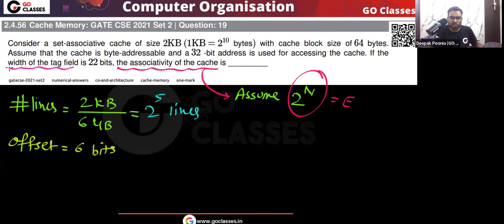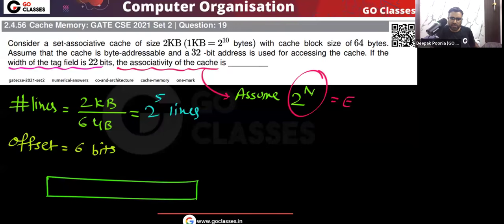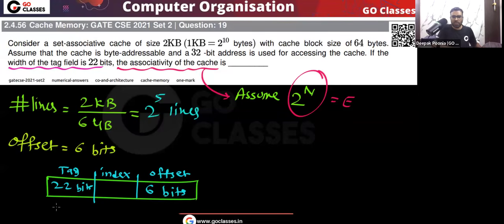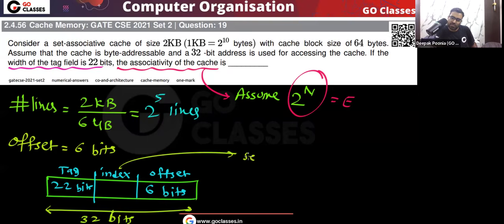Next you can see the width of tag is 22 bits, and the address size is 32-bit. So in the set associative cache, the 32-bit address we can divide into 3 fields. These 3 fields are basically tag, set index, and offset. For offset we need 6 bits. For tag we need 22 bits. This is given in the question. And this total is also given, that is 32 bits.